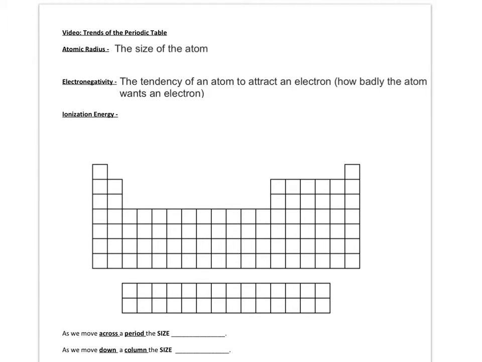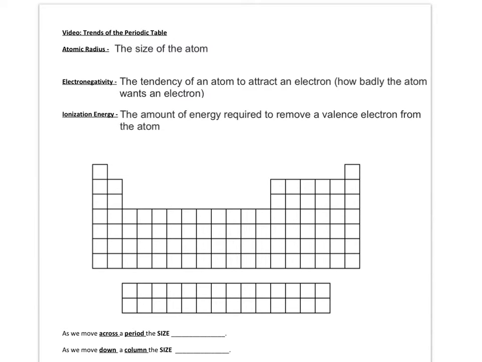Electronegativity is the tendency of an atom to attract an electron, or how badly the atom wants one more electron. Ionization energy is the amount of energy required to remove a valence electron from the atom. So we know if we make an ion, that is either adding or taking away an electron, and that's the energy required to remove that electron. So a high ionization energy, it's going to be difficult to remove an electron. A low ionization energy, it's going to be easy to remove that outermost electron.